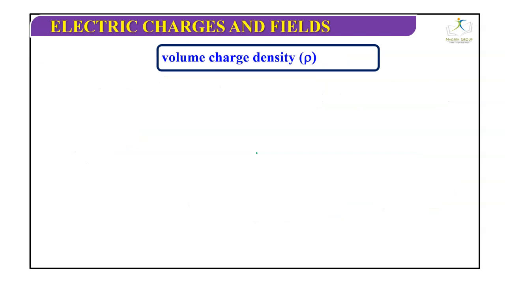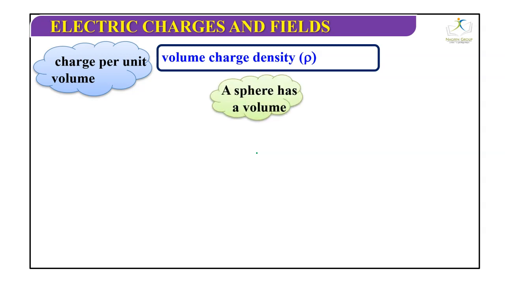Volume charge density is represented by rho. We saw charge per unit length in the first one, and charge per unit area in the surface charge density. Charge per unit volume is the volume charge density, represented as rho. So for a sphere with a volume, rho is equal to Q by V.